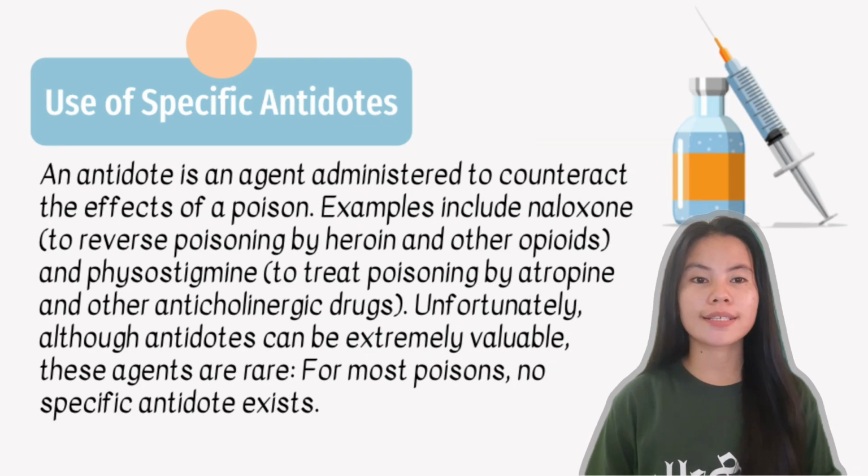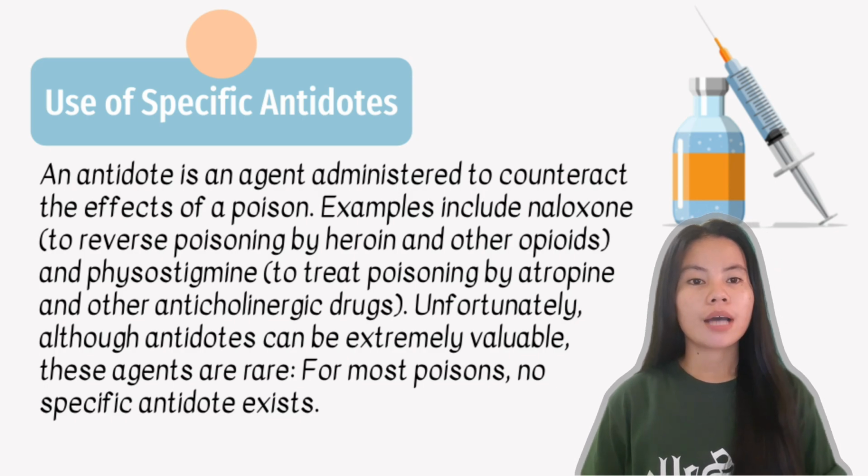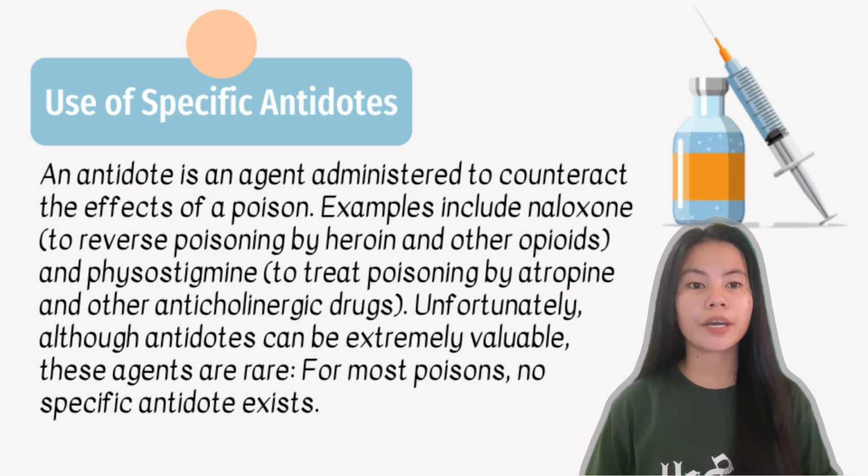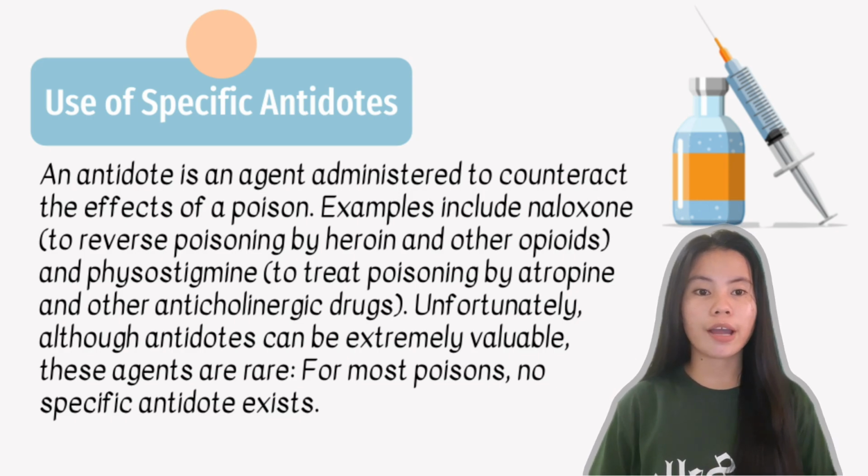Then the last component is the use of specific antidotes. An antidote is an agent administered to counteract the effects of a poison. Examples include naloxone to reverse poisoning by heroin and other opioids, and physostigmine to treat poisoning by atropine and other anticholinergic drugs. Several specific antidotes are discussed later. Unfortunately, although antidotes can be extremely valuable, these agents are rare. For most poisons, no specific antidote exists. Hence, for most patients, treatment is limited to the general measures just described.